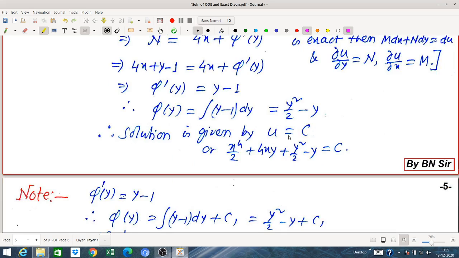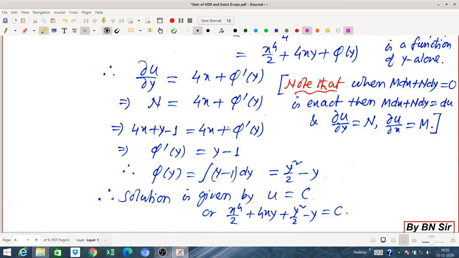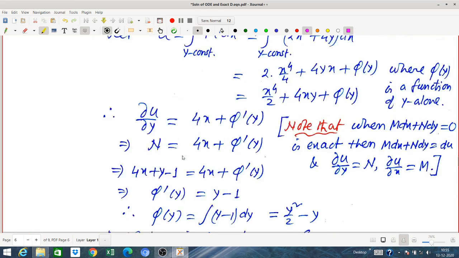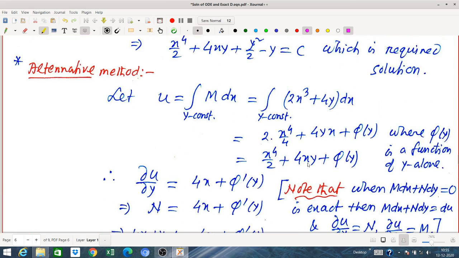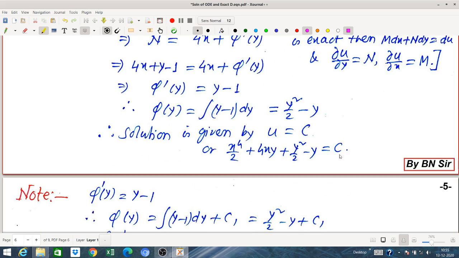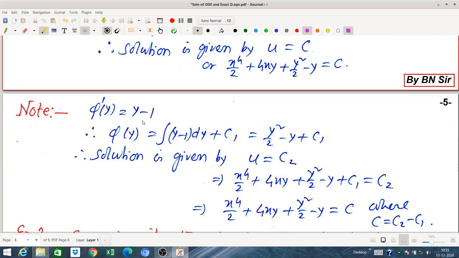Therefore the solution is given by u equal to constant. What is u? u is here x to the power 4 by 2 plus 4xy plus 5(y), and for 5(y) we have got y square by 2 minus y. So u is x to the power 4 by 4, plus 4xy, plus what we found, y square by 2 minus y, equal to constant. Here we have not given any constant, you can give, I am showing it in the note.